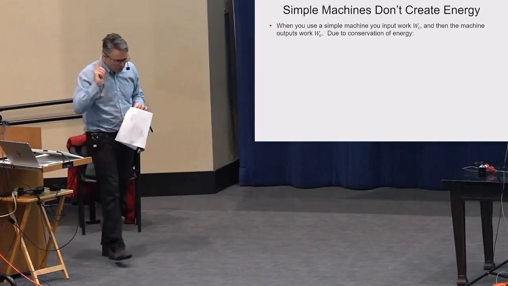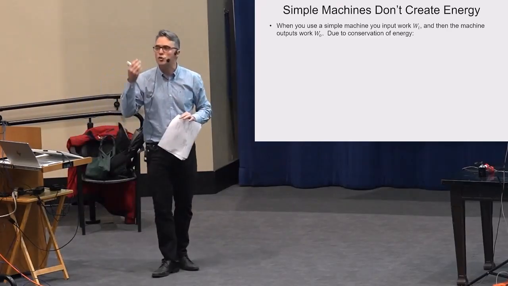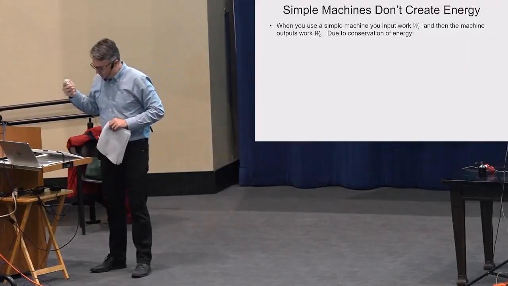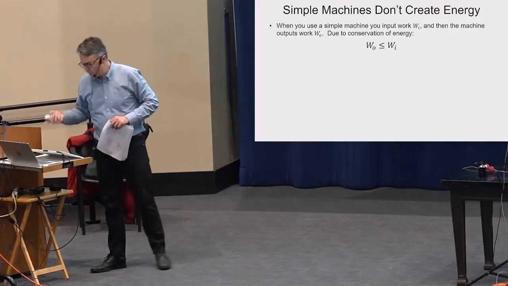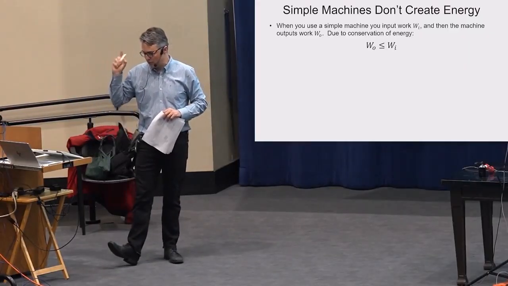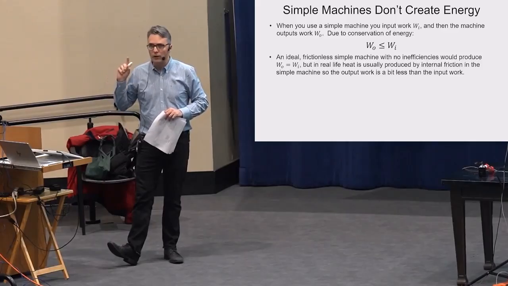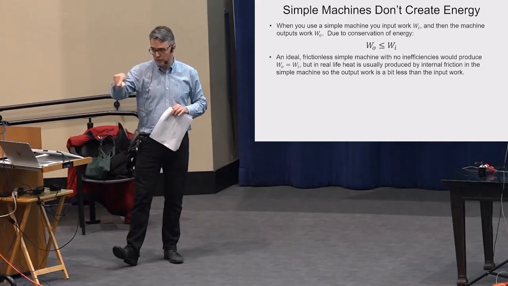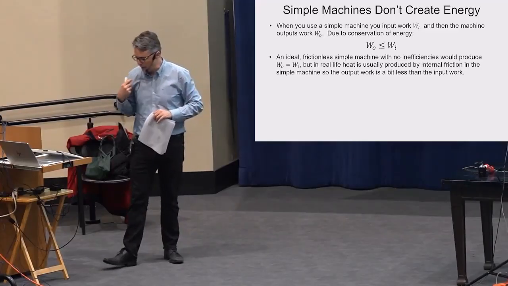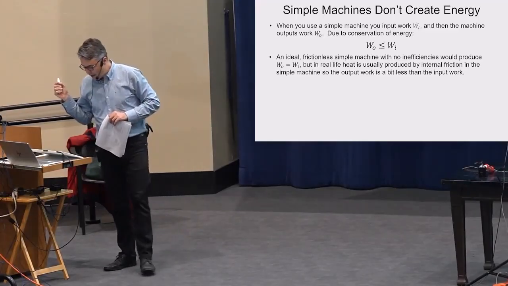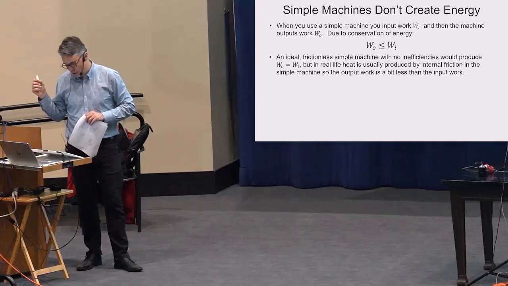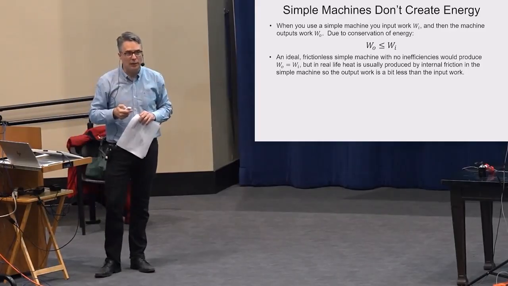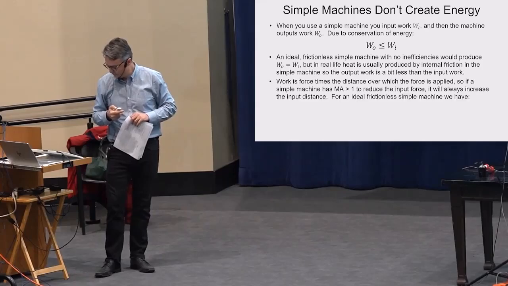Simple machines do not create energy. That's why they're called simple machines. There's no battery inside it, and there's no engine. Due to conservation of energy, there's actually a less than or equal to sign. An ideal, frictionless simple machine with no inefficiencies would produce, as we calculated there, work out equals work in. But in real life, heat is usually produced by internal friction in the simple machine, so the output work is usually somewhat less than the input work.